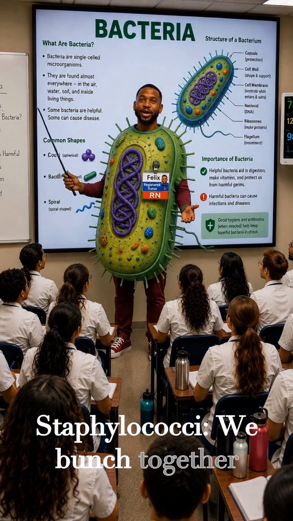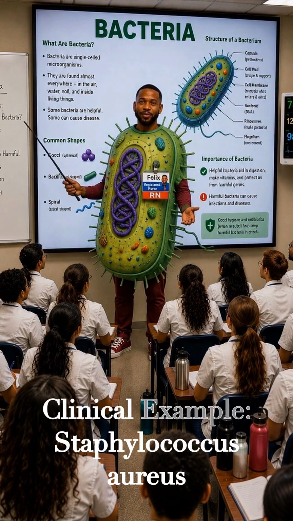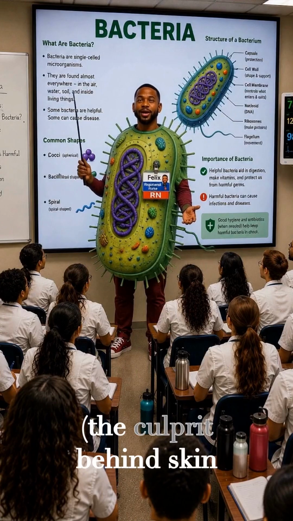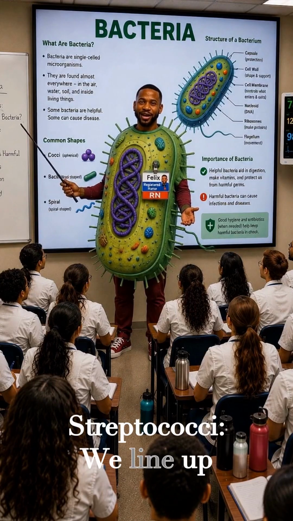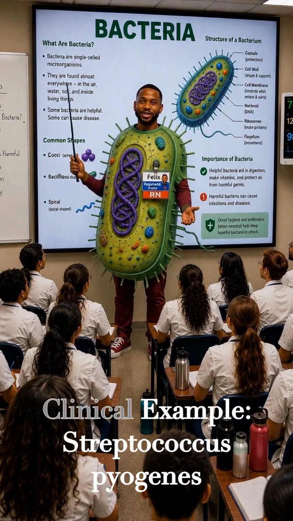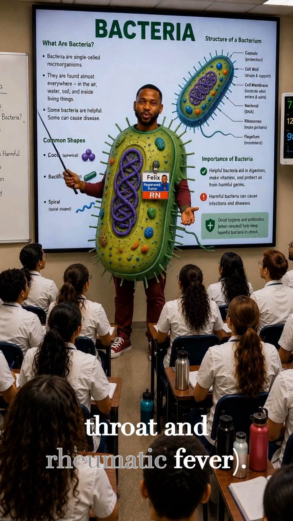Staphylococci, we bunch together in irregular clusters, looking exactly like a bunch of grapes. Clinical example, Staphylococcus aureus, the culprit behind skin infections and MRSA. Streptococci, we line up perfectly in long straight chains. Clinical example, Streptococcus pyogenes, the cause of strep throat and rheumatic fever.